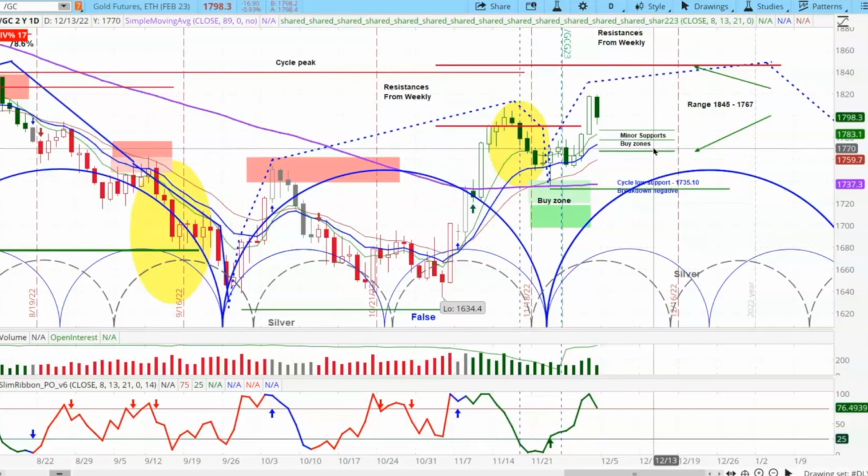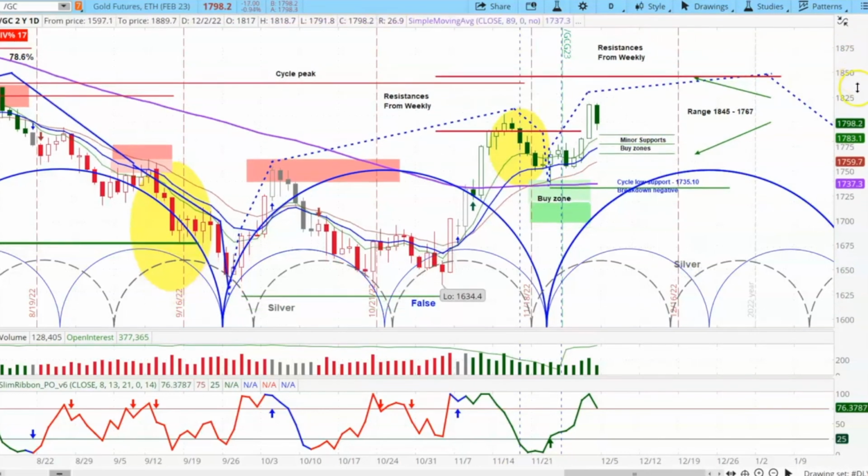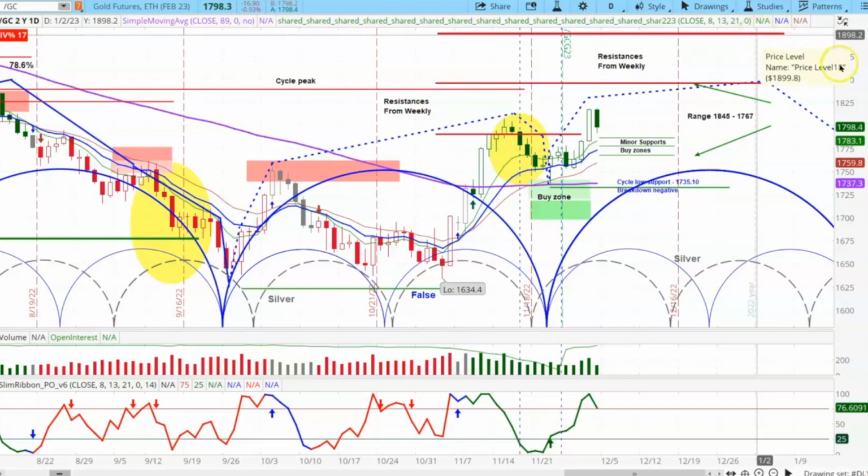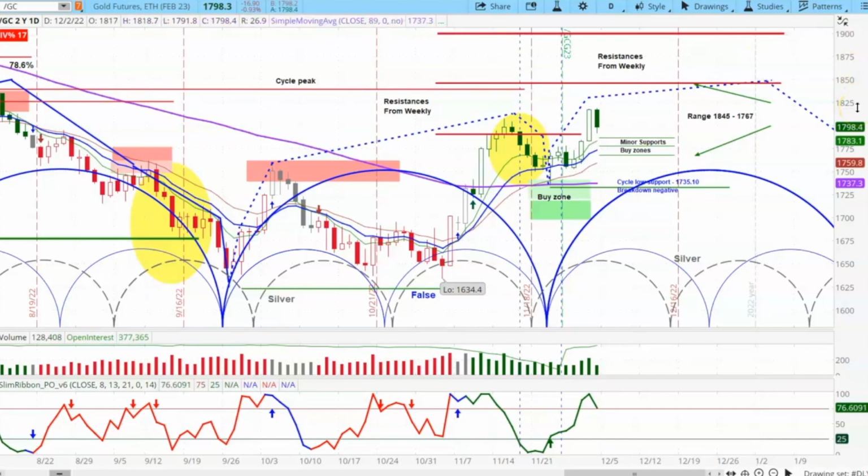So what that tells us is because there is some big weekly resistance above, you can see that zone up there from 1845 up here to about 1898. That's a big, thick resistance area. It's likely to have a problem getting through that for now. There's also an older cycle peak right over there at around 1840. So that 1840, 1845 looks formidable right now on the upside.